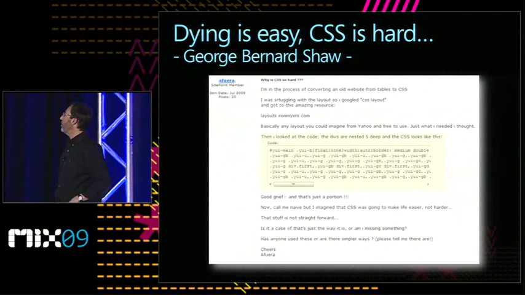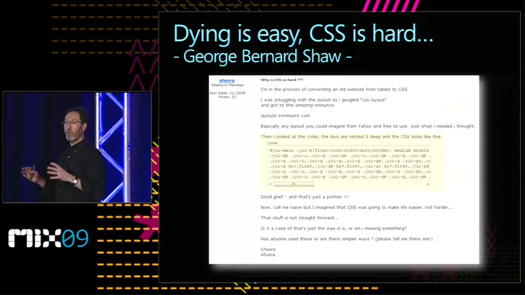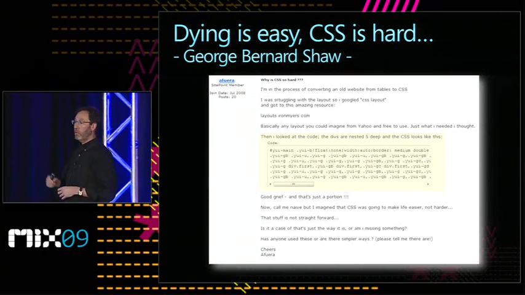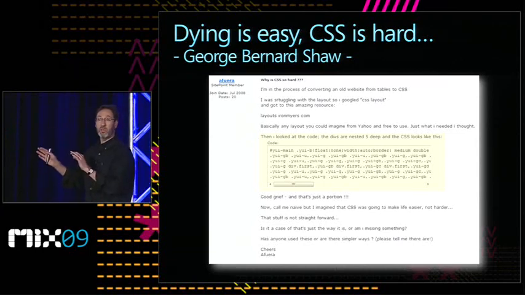I'm in the process of converting an old site from tables to CSS. I was struggling with the layout. He found the Eric Meyer layouts, which, if you've ever seen them, are a great resource for CSS layouts. It uses the YUI, the Yahoo grid system. But the problem is that the rules have multiple selectors associated with them. There are hundreds of rules, and it's almost impossible to tweak them to get a result that's any different from the one you originally chose.